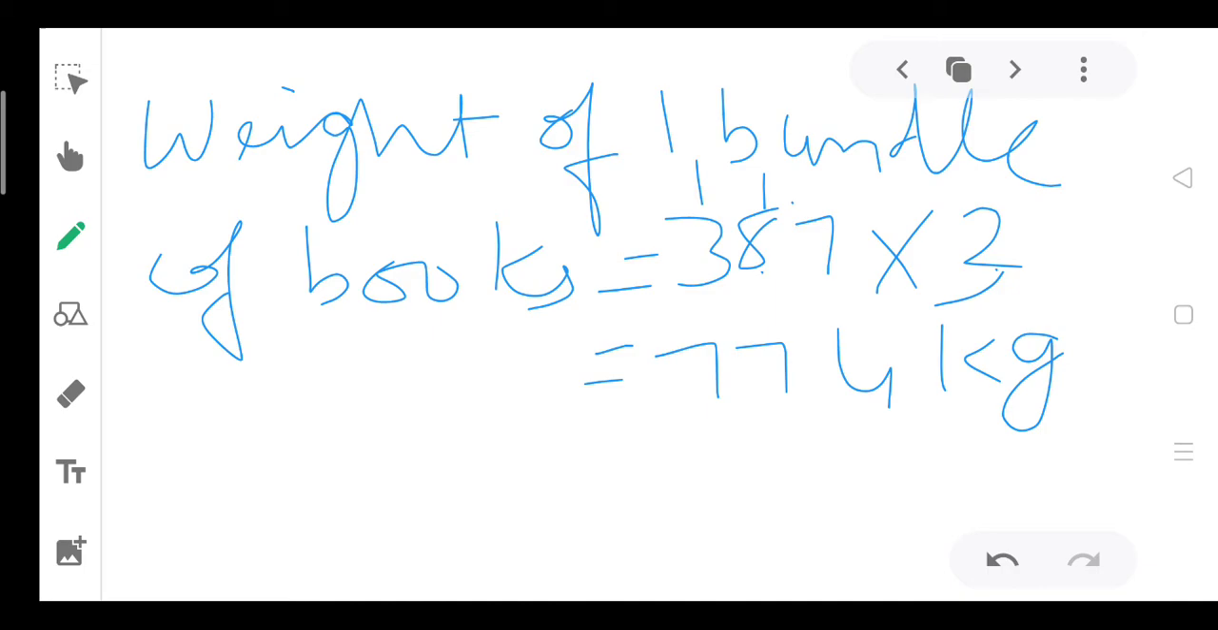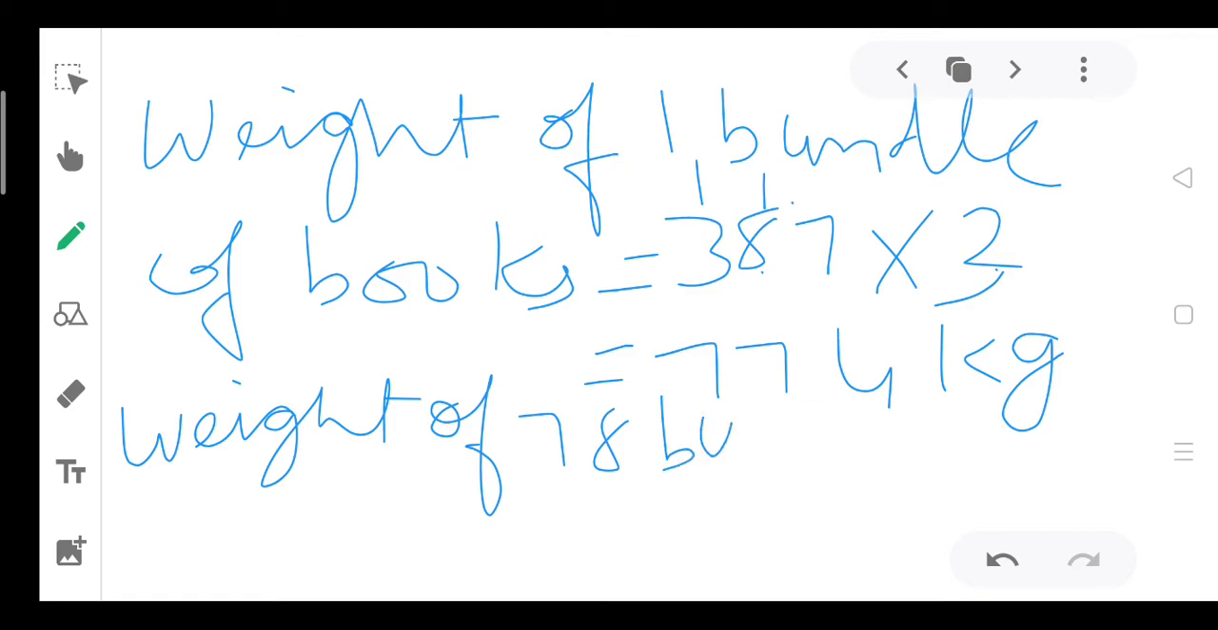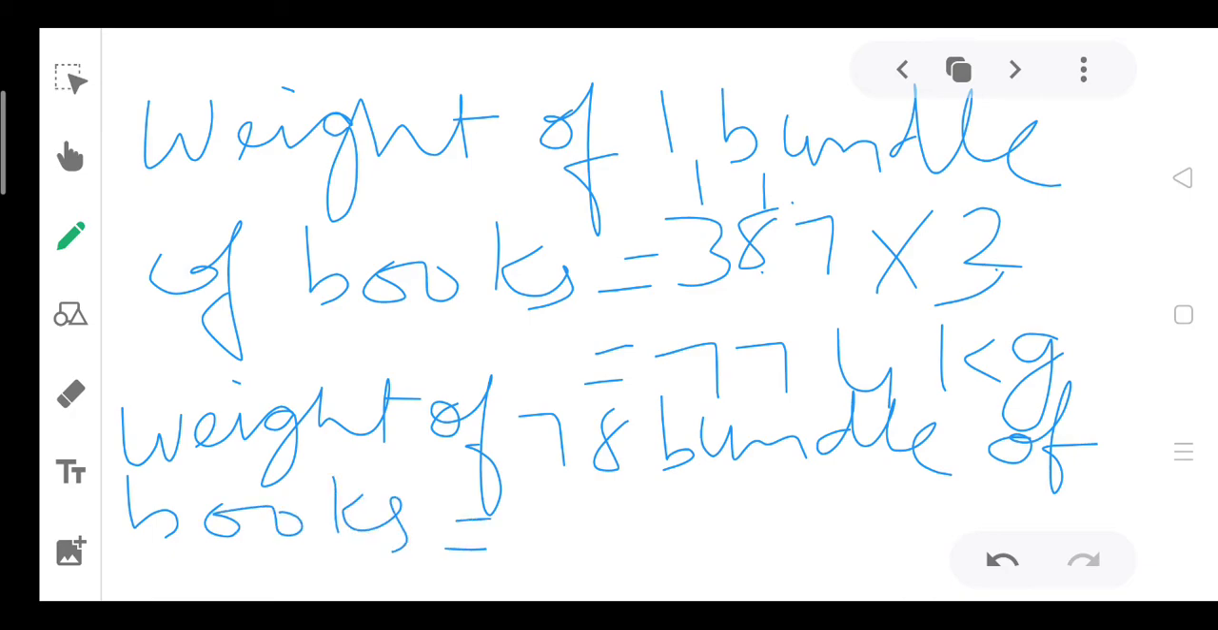So we found the weight of one bundle, and we have to find out the weight of 78 bundles. So you can write here: weight of 78 bundles of books is equal to 774 multiplied by 78, then you will get your answer.